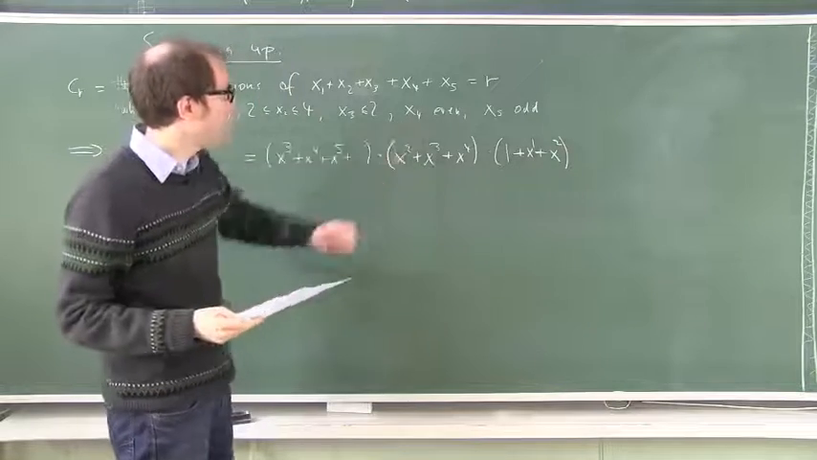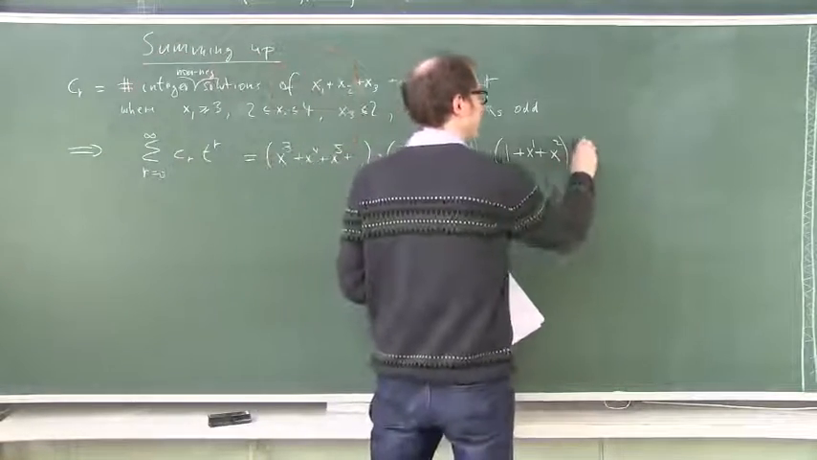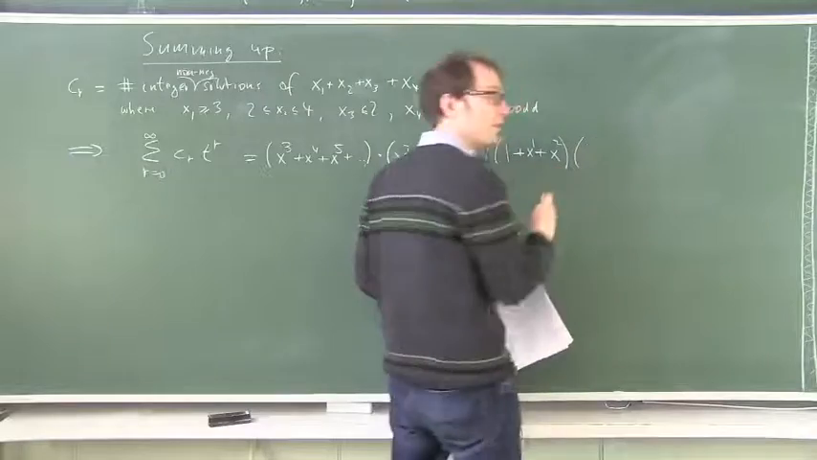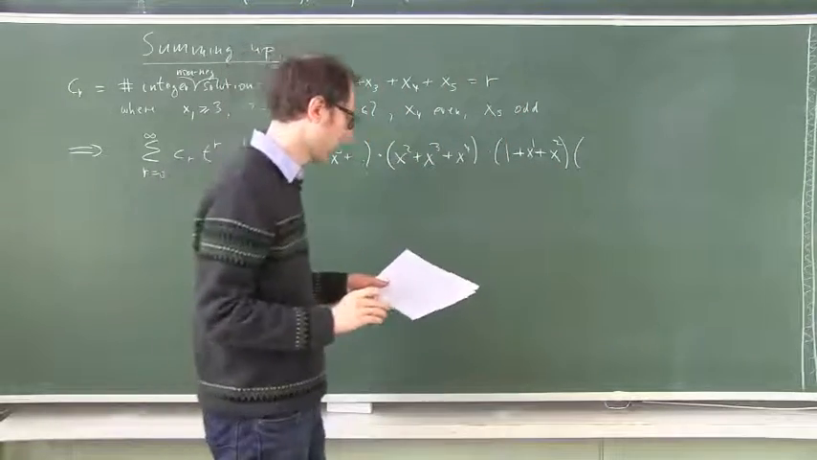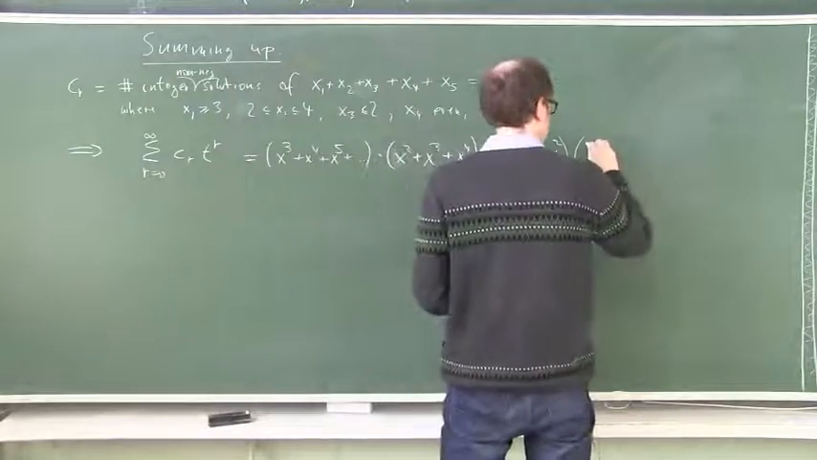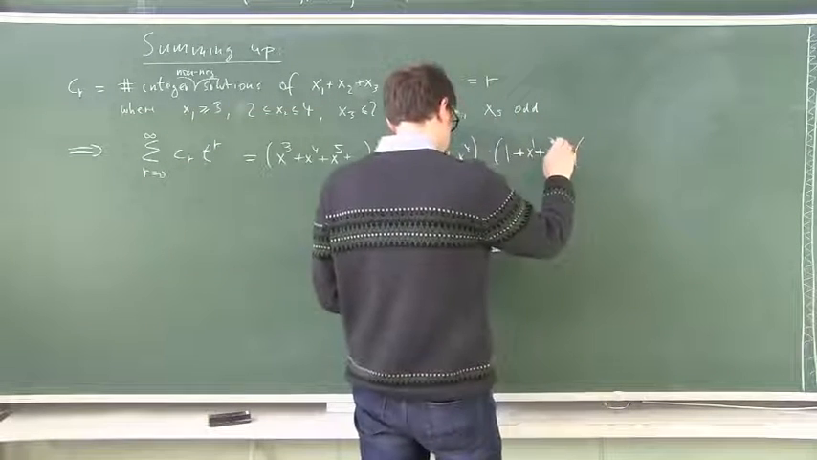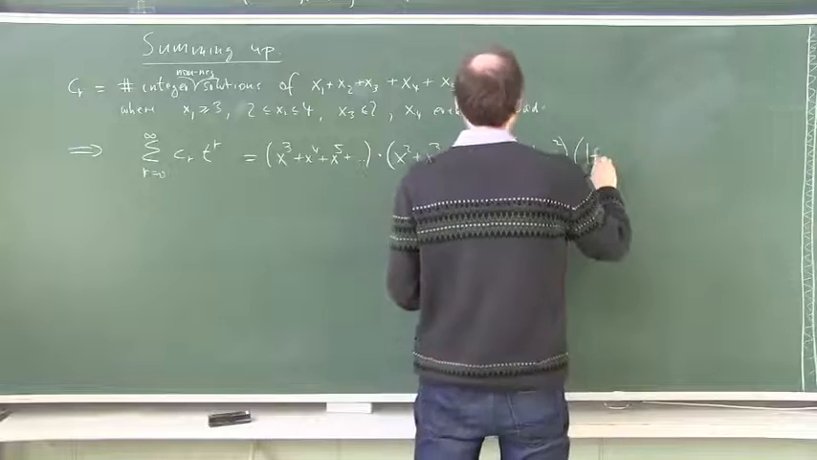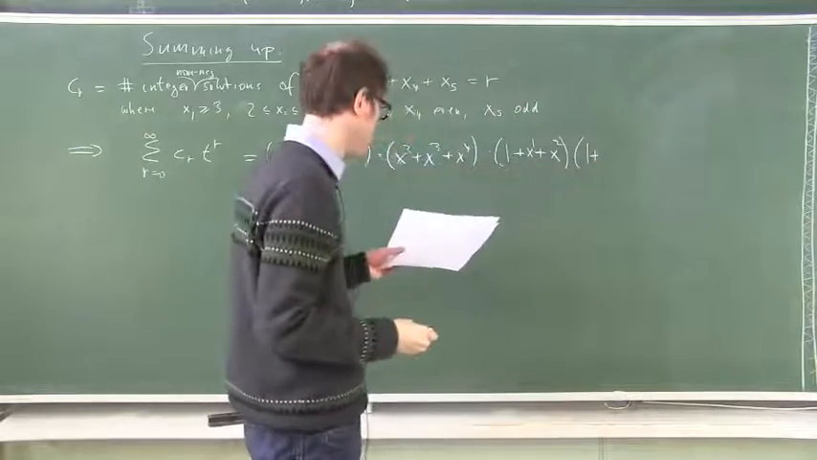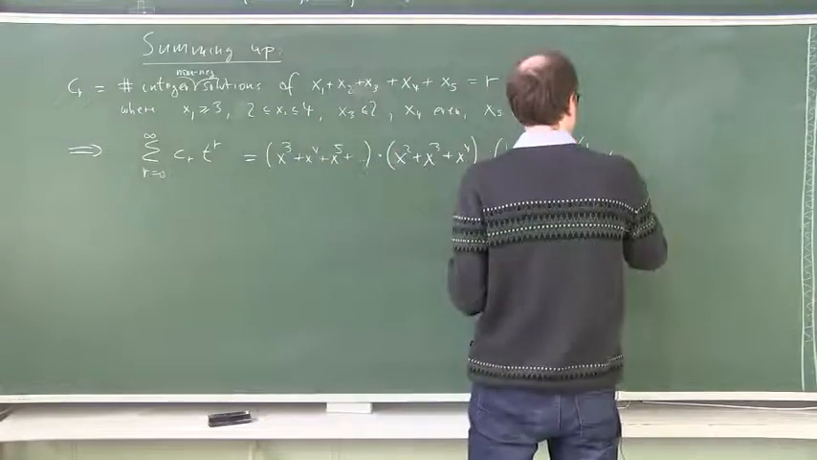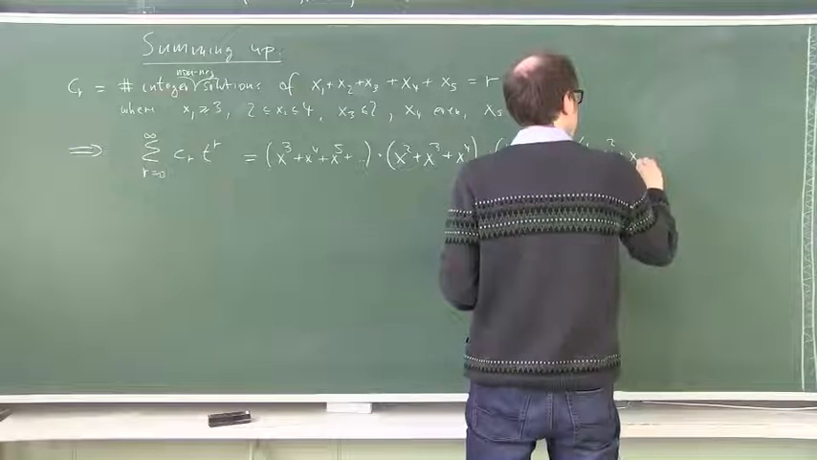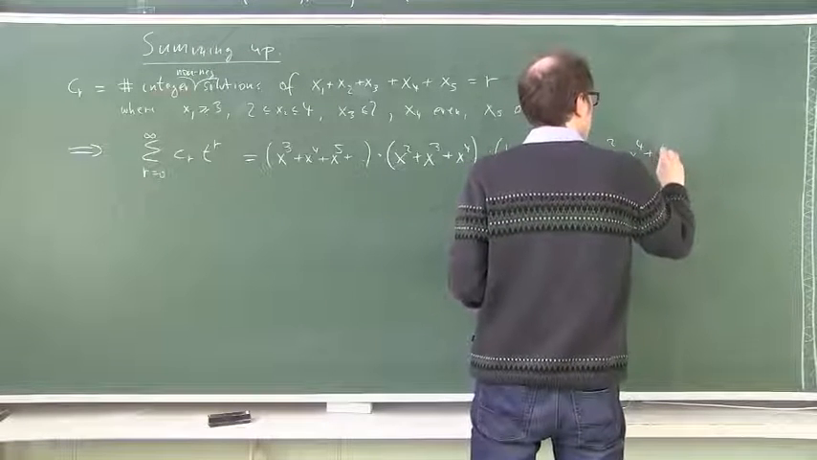Okay, x4 should be even, no more restrictions. So it should be even, okay, so that means it starts from x to the 0. So 1 plus x to the 2 plus x to the 4, x to the 6 and so forth.